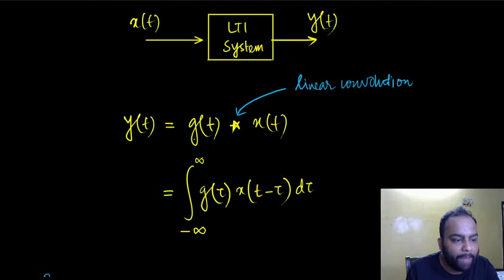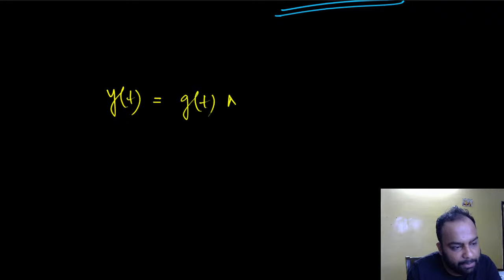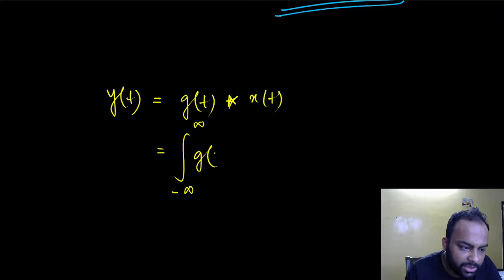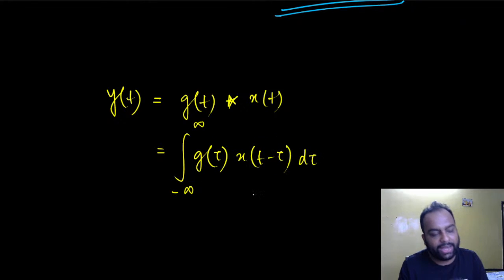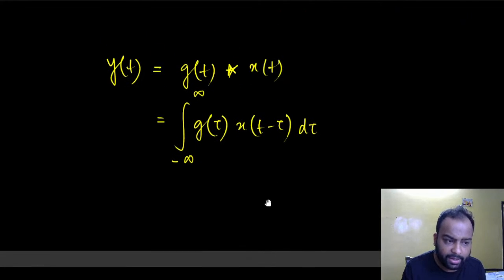Now let's go back to our original discussion. We were saying that we could calculate the output of the system by calculating the convolution between two signals, essentially the convolution between the impulse response and the input. Of course, this was given by this integral here: g(tau) x(t minus tau) d tau, and we are integrating with respect to tau from negative infinity to positive infinity.